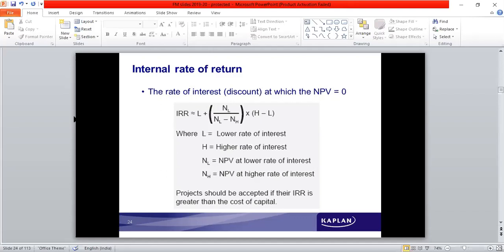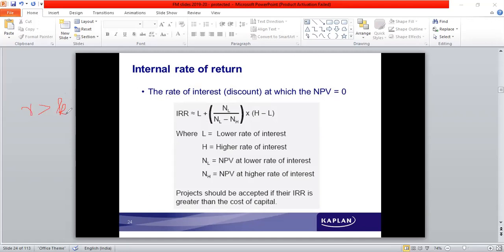whether the project should be accepted or not, because the values are given in absolute terms. IRR is a percentage calculation. It is a discounted percentage. So we need to understand whether the project should be accepted or not based on IRR. The cost of capital is given as R. This is the minimum cost which has to be paid. If R exceeds the cost of capital, that is, the IRR value is greater than the cost of capital which they are paying, then based on this technique IRR, the projects can be accepted.